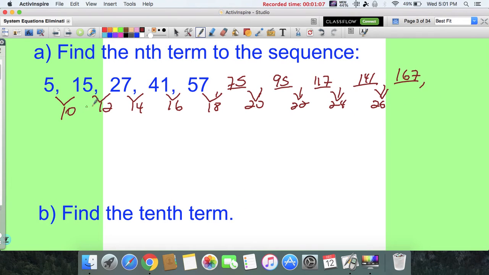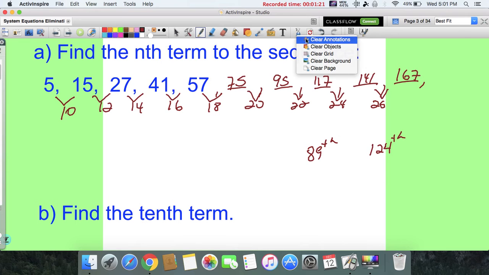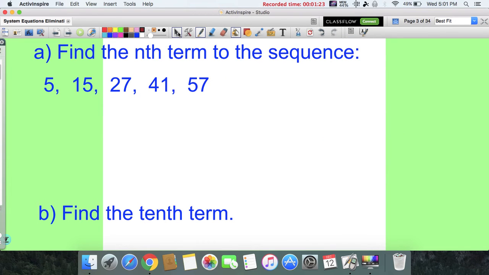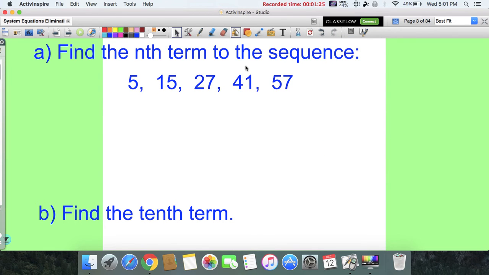But that's nice. But what if I asked you for the 89th term, or, I don't know, the 124th term, or something like that, or really down the line? Let's try to find a function out of this. Remember when we were doing visual patterns, imagine something that had 5 circles, and then it grew to 15, grew to 27, grew to 41, grew to 57. So imagine that, but obviously without the visual. So let's see how we do this.